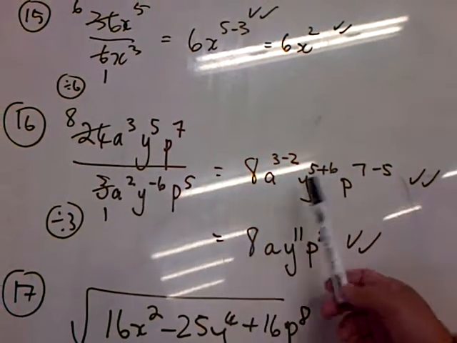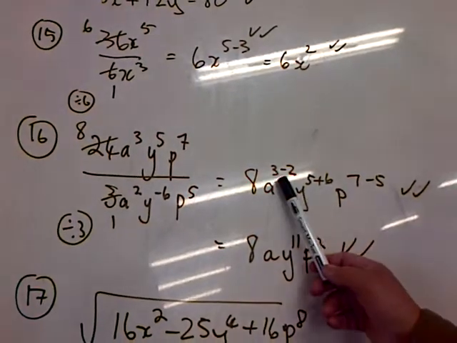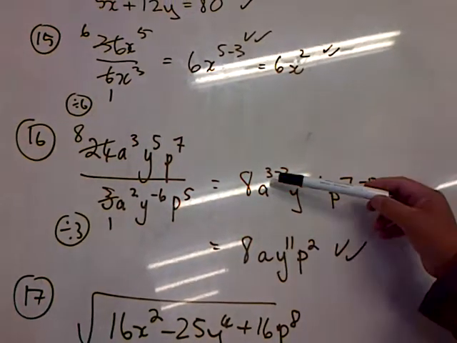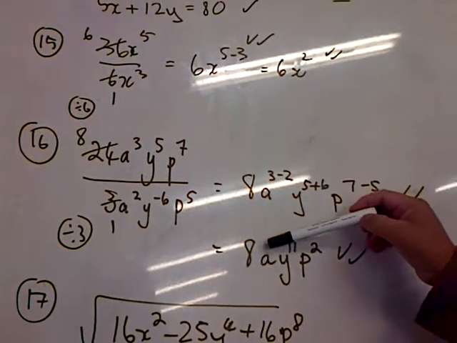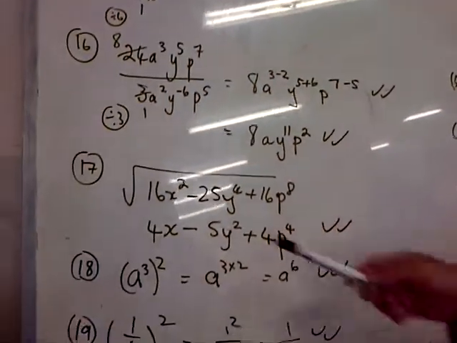3, bring that up, it becomes minus 5y to the power 5. Bring that one up, it becomes plus. 5, 7, bring that one up, it becomes minus. Now you just subtract this. That is 1. You don't put the 1 down. That's 11. That's 2. This is the square root of that.